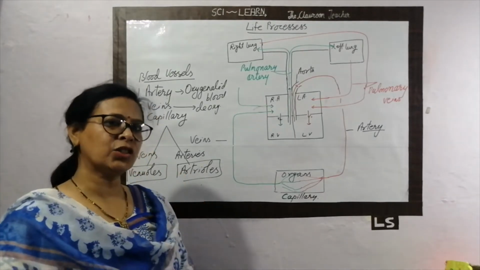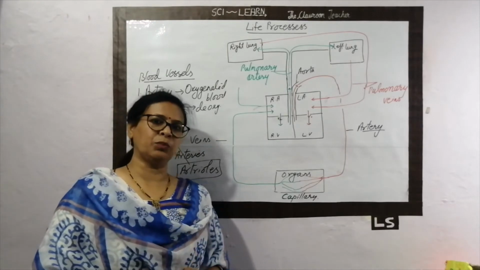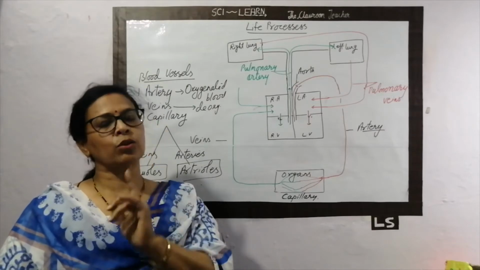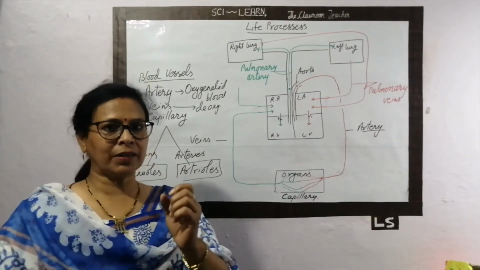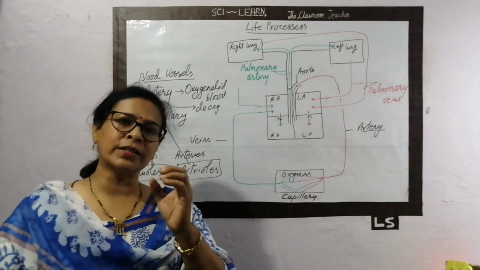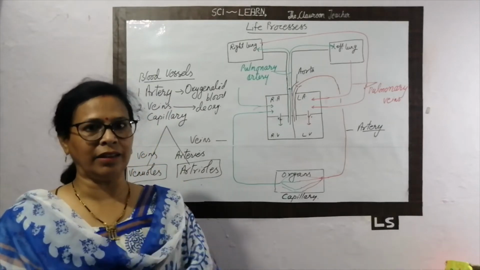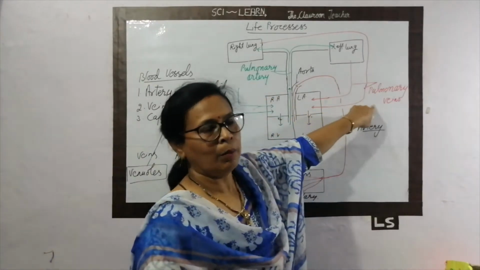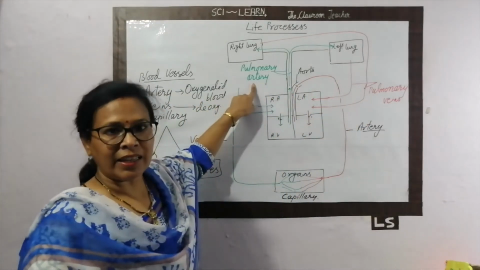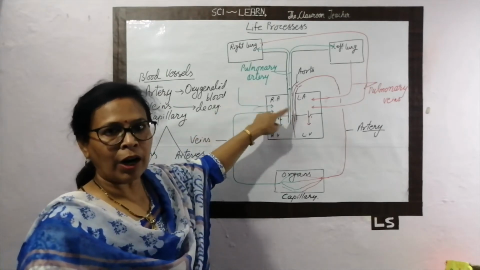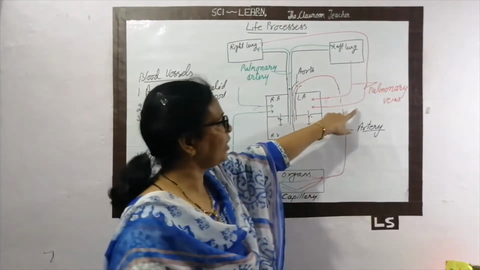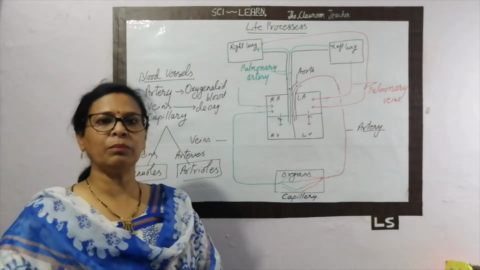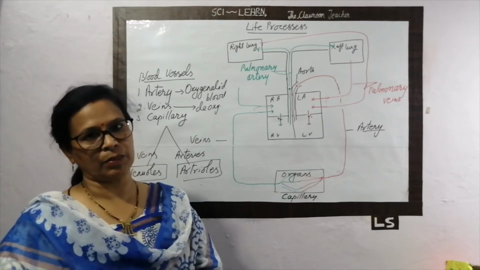In the respiration section, I told you the pattern of respiration present in humans is called pulmonary respiration. Now it is clear why it is called pulmonary respiration, because the exchange of oxygen and carbon dioxide takes place in our body with the help of the pulmonary artery and the pulmonary vein. The pulmonary artery carries deoxygenated blood from heart to lung, and the pulmonary vein carries oxygenated blood from lung to heart. So our respiration pattern is called pulmonary respiration.